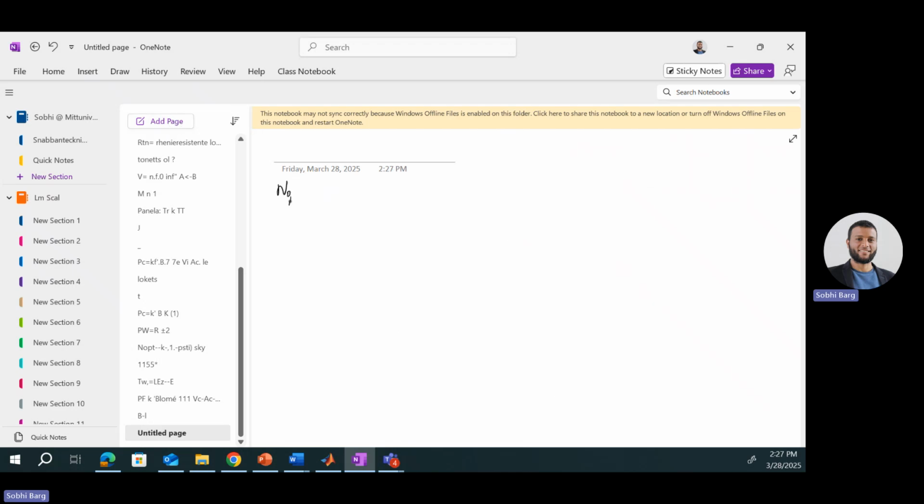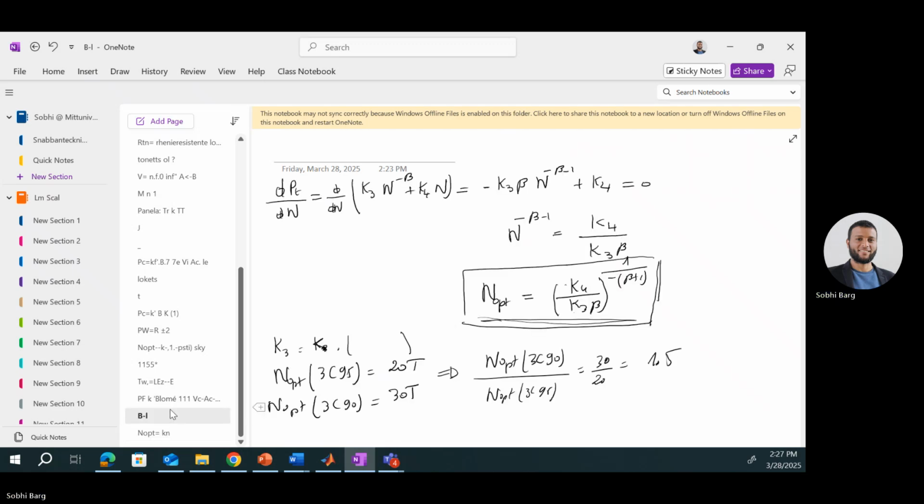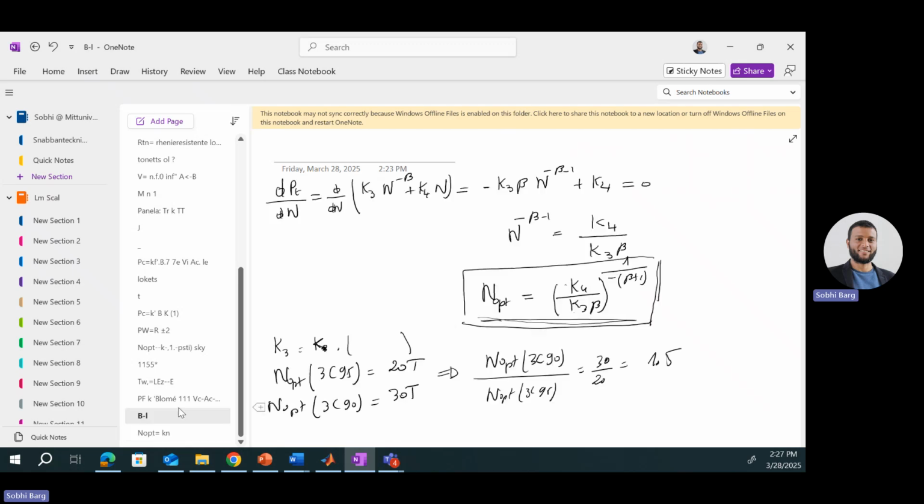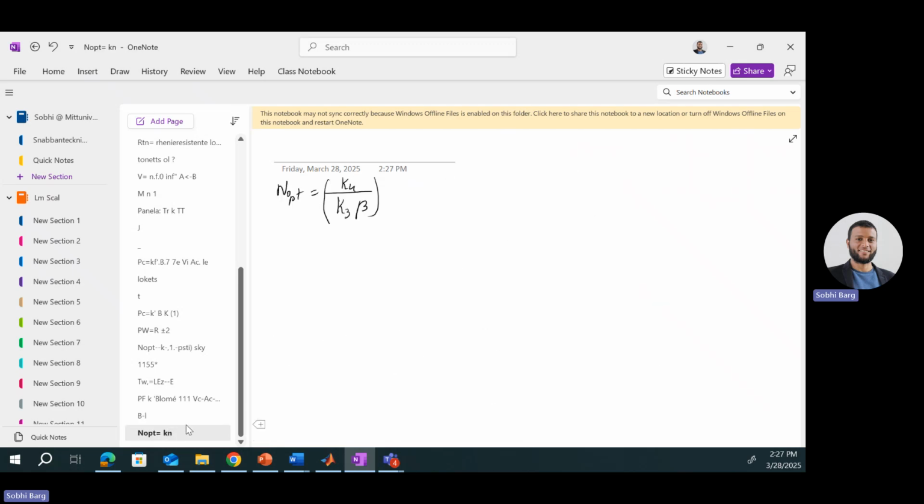So an opt, it is found K4 divided by K3 beta to the power of 1 divided by minus beta plus 1. So if we divide this for the two materials, then we can find the ratio also. But before that, we need to understand the loss ratio between the two materials.